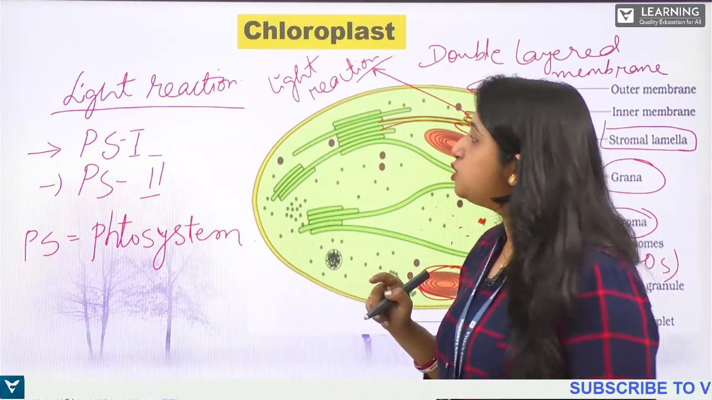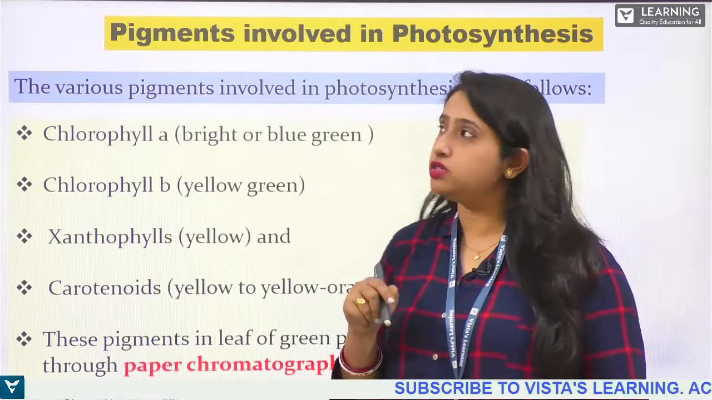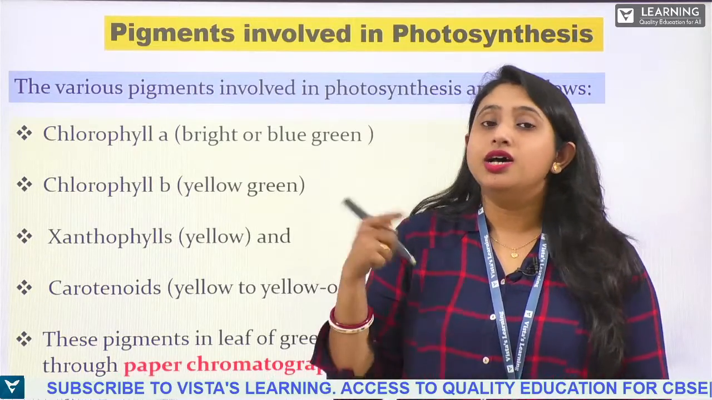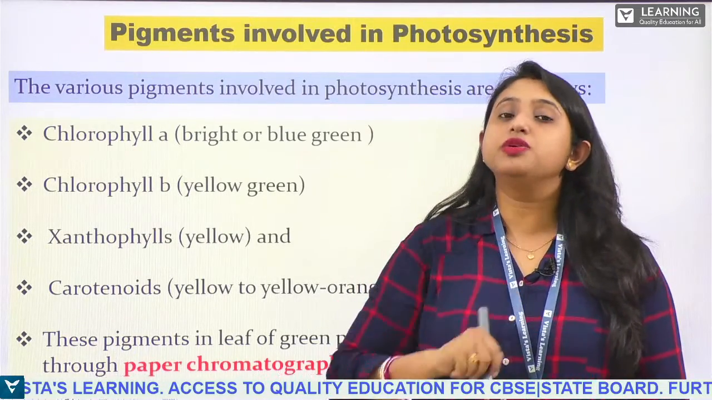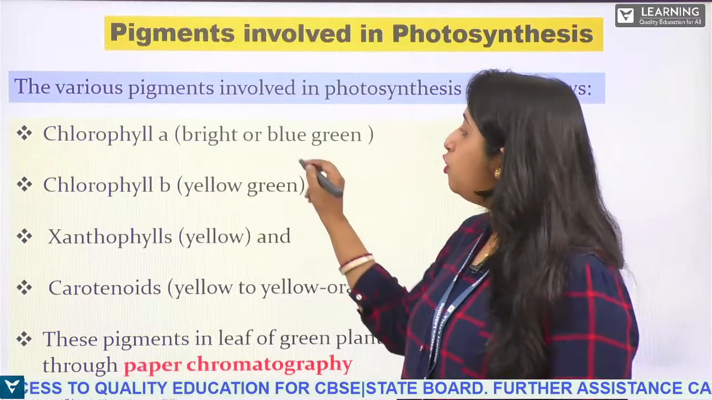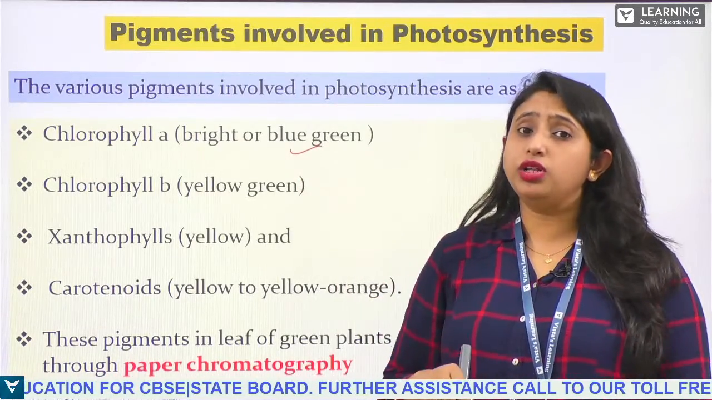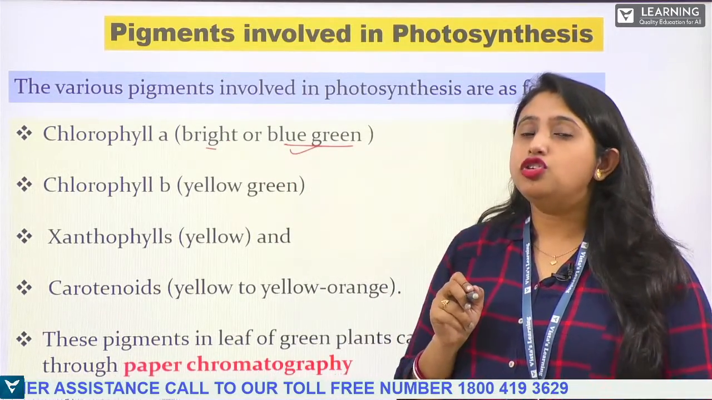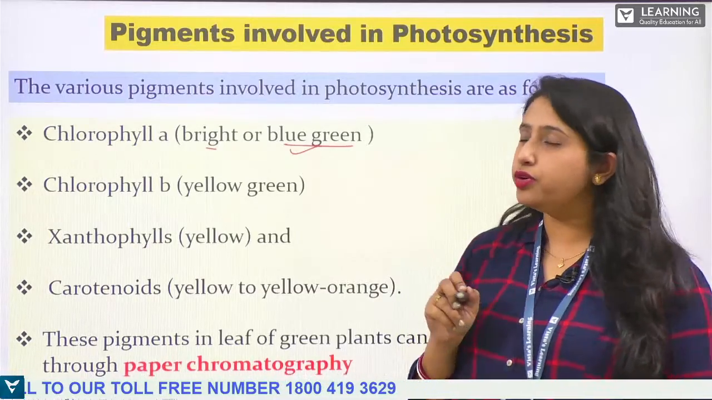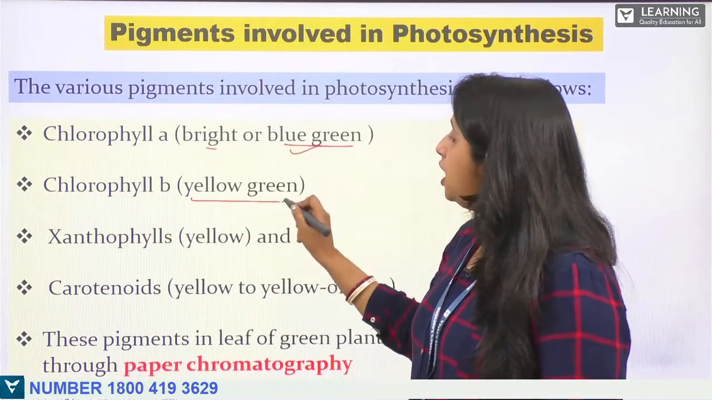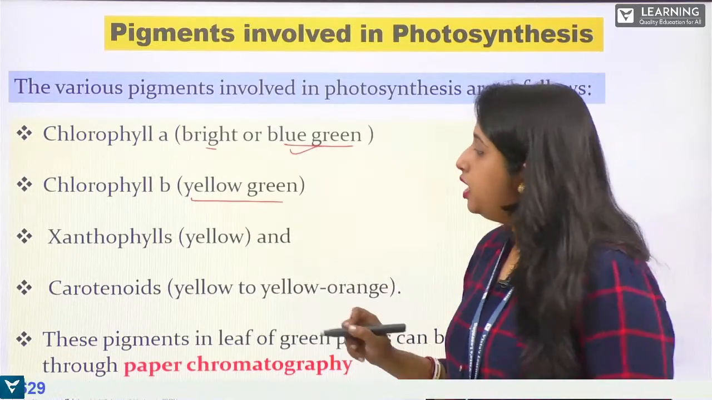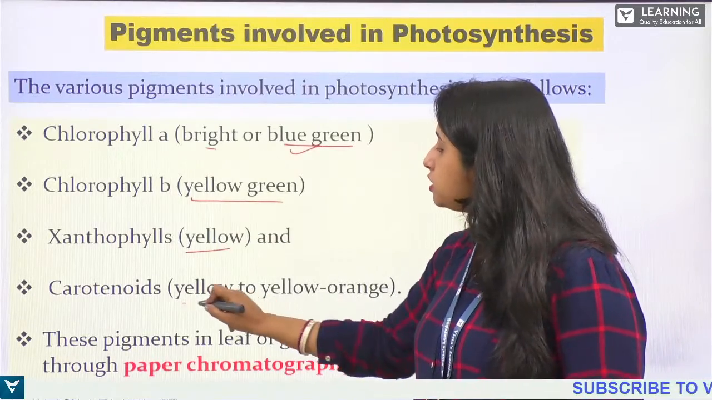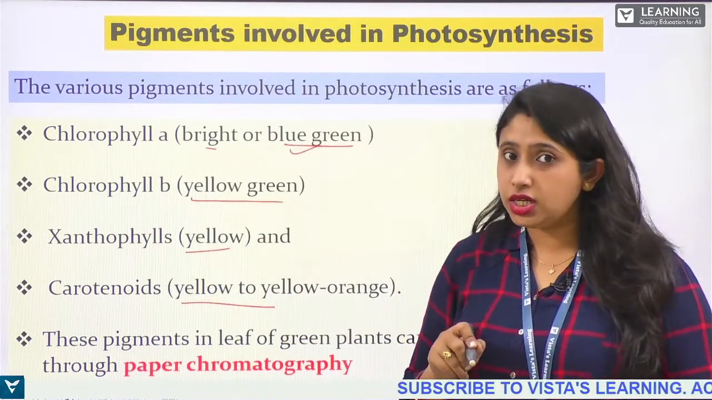Now let us see the various pigments involved in the process of photosynthesis. You will see that some plants are yellow in color, some are green in color. It is because of the pigments. Chlorophyll A gives bright or blue-green color. Chlorophyll B gives yellow-green color. Xanthophylls give yellow color. Carotenoids give yellow to yellow-orange color.